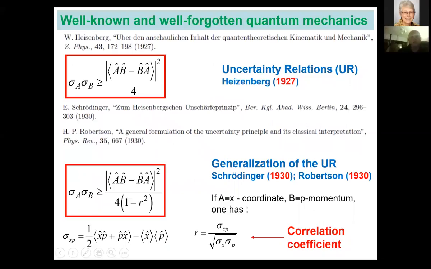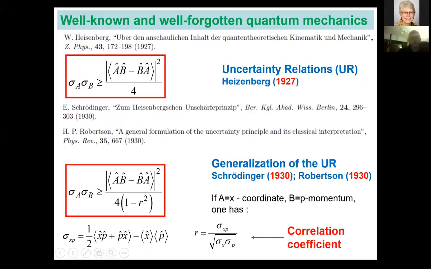And so, to my mind, the answer lies in well-forgotten, but nevertheless very well-established principles. These principles were established by Schrödinger and Robertson, who actually modified the very well-known uncertainty relation by Heisenberg. The Heisenberg relation looks like this. This is a product of uncertainties between one quantity and another, for instance, momentum and coordinate.